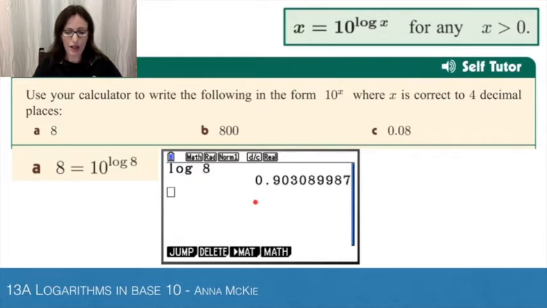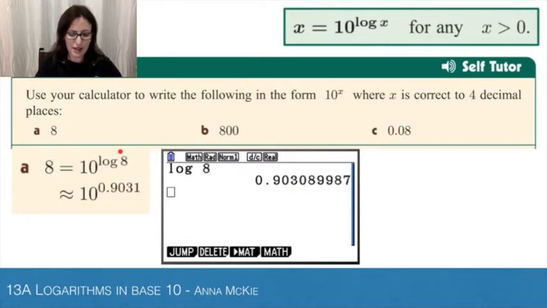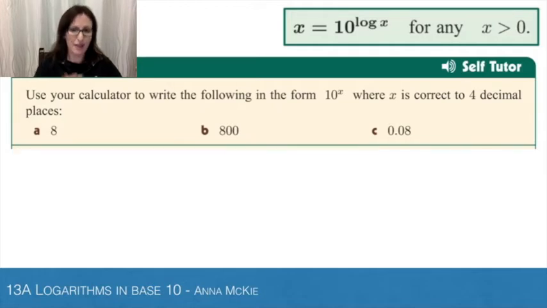Using our calculators, log 8 is the equivalent of 0.903, and how many decimal places did it want? 4, so we have to cut it off there and round up to 3.1. So here, instead of log 8, we're going to put that as our power, and that was our answer for the first one.